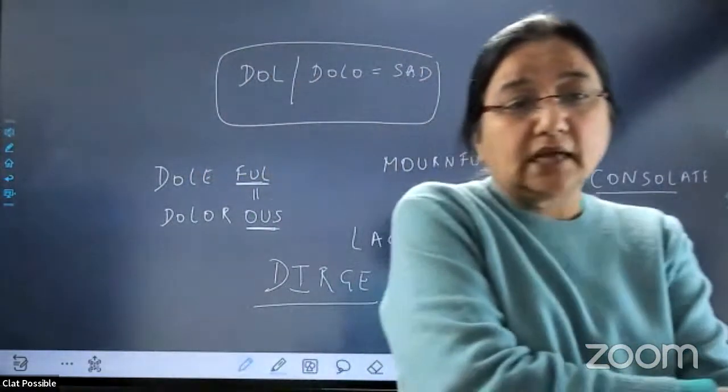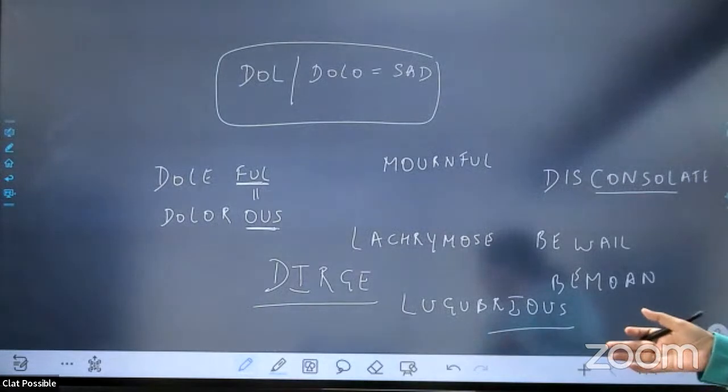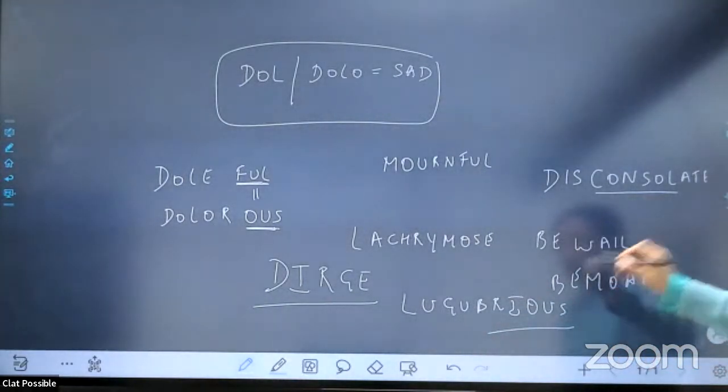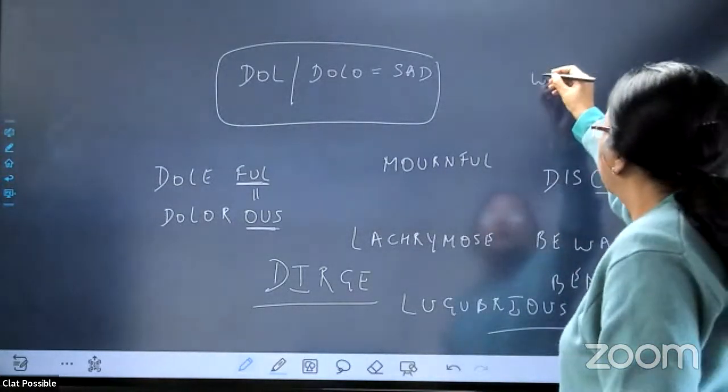Lugubrious, which is again sad. Ab sad आपने कर लिए सारे. Doleful, dolorous, mournful, lachrymose, lugubrious. Disconsolate, wail and moan आता है, bewail, bemoan. Bewail and bemoan. और एक और ले लेते हैं, ये तो तुम्हें आता है.